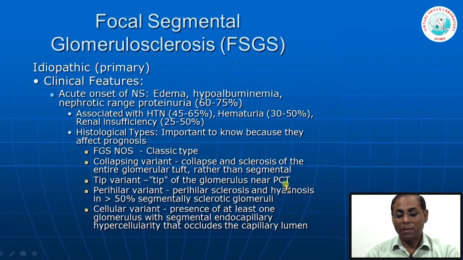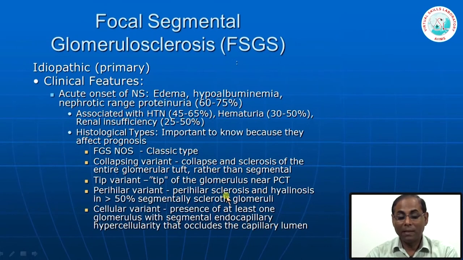Then there is another variant which is described as the tip variant. The tip of the glomerulus near the proximal tubule shows segmental sclerosis. Now, this variant is prognostically very good. In fact, among all the variants of FSGS, the tip variant usually does not progress towards renal failure, and it behaves in a much more benign way. So, that is why when we diagnose FSGS, if there is a tip variant, we always mention it very clearly.